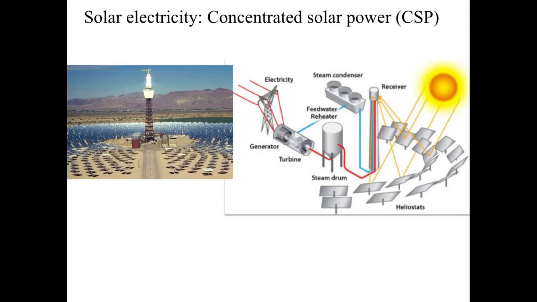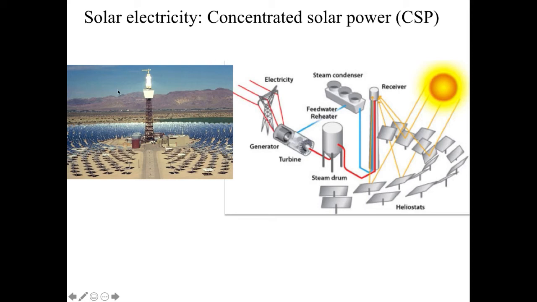There's a second type of technology that allows us to capture incoming solar radiation and convert that to electricity. And this is not using photovoltaic solar. This is something called concentrated solar power.